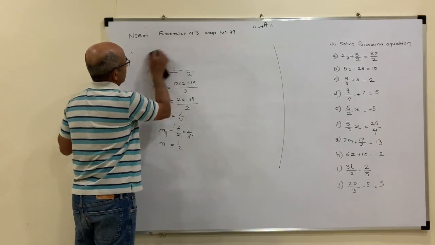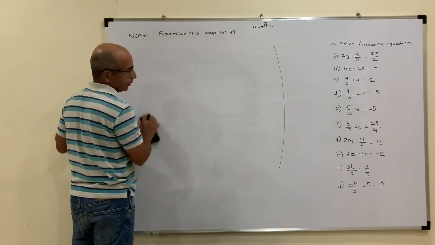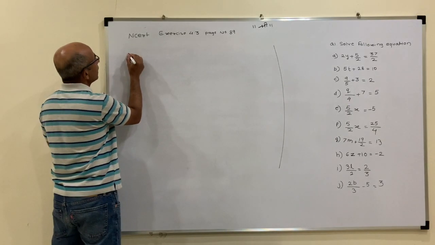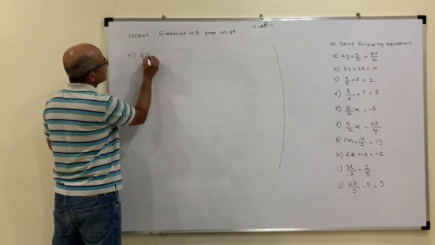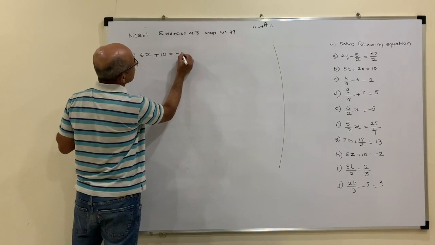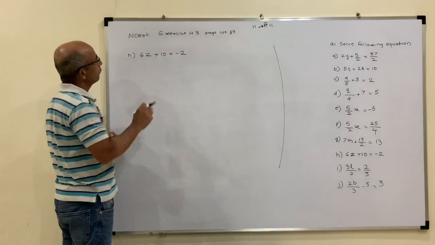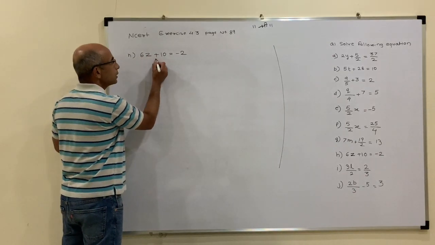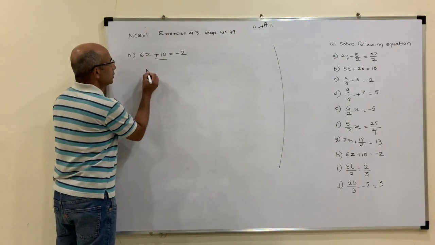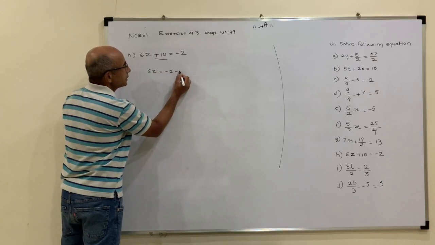H. 6z plus 10 equals to minus 2. Now here, first, to find the value of z, we need to isolate z. So we'll be transposing this plus 10 from left hand side to the right hand side. So my next step will be 6z equal to minus 2 minus 10.